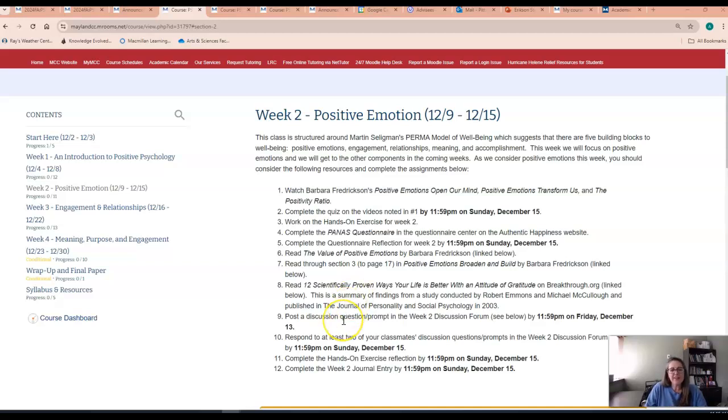And then, of course, you do need to post a discussion question/prompt in the week 2 discussion forum by Friday. And before Sunday, you need to respond to 2 of your classmates' discussion questions/prompts in that week 2 discussion forum. Complete the hands-on exercise reflection and the journal entry for this week. So those are all of your assignments.